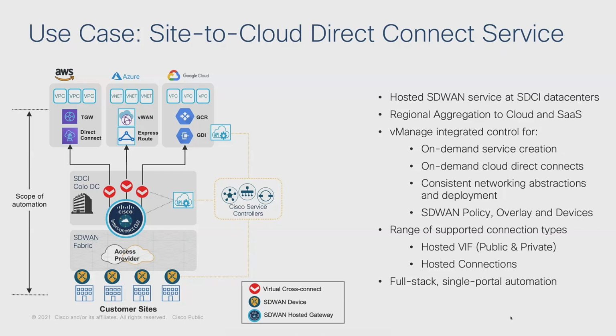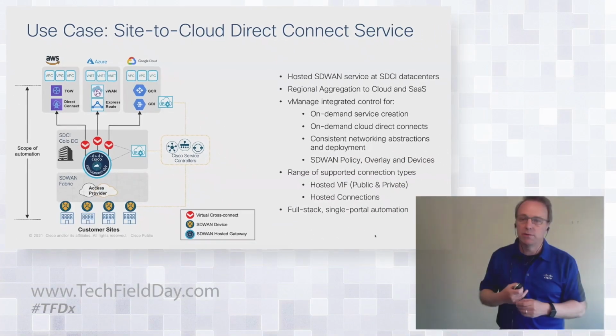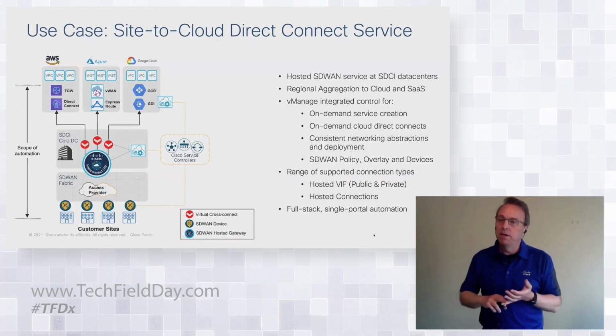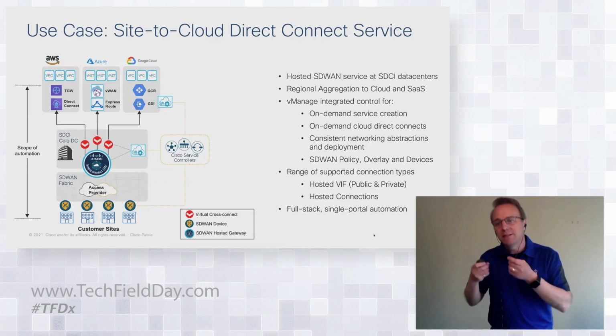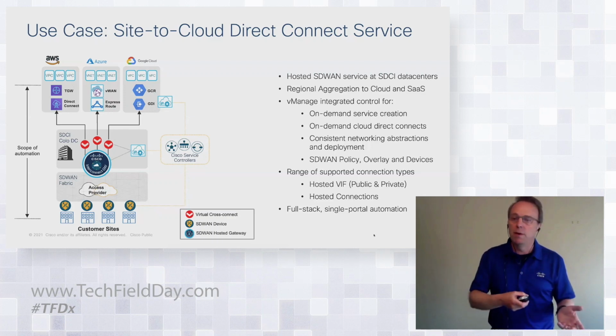But the idea here is we can basically aggregate via the internet first mile into the interconnect gateway, and we're going to have an SD-WAN fabric connection there. So we'll have our SD-WAN fabric overlaid on top of that. From there, we're basically using vManage, which is our SD-WAN orchestrator, for integrated control of the service creation, for creating the on-demand cloud direct connects, as well as giving you the consistency of those network abstractions. So the ability to use OMP everywhere, the ability to manage centralized policy with vManage and vSmart, the ability to use data policies here, bringing that capability into the colo, all right?